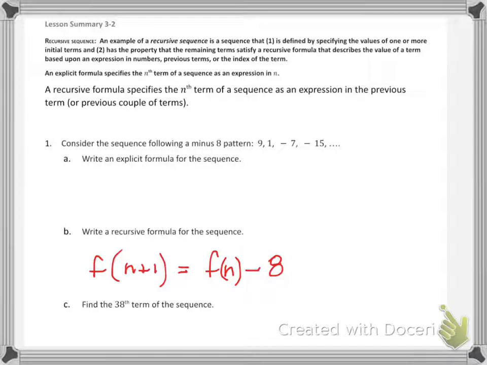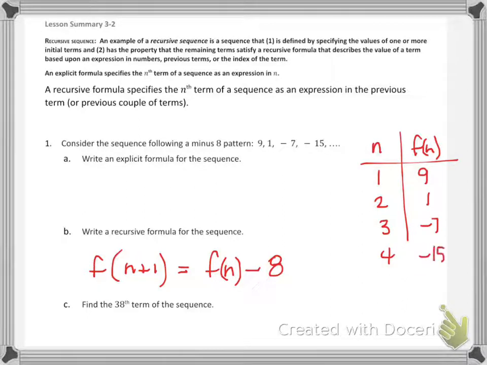Right? So I don't get a 9 and then a 1 and then so forth. So I want an explicit formula so that no matter what the number is that I choose, which term number I want, I can calculate the term. So I'm just going to use the table to help me see what's going on, f of n. And my first term is a 9, and my second term is a 1, and my third term is a negative 7, and my fourth term is a negative 15.